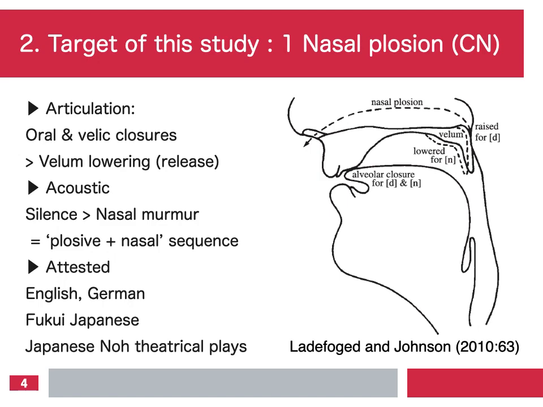So the first target of the study is nasal plosion. As described in Ladefoged and Johnson, oral closure is maintained while the velum goes from close to open, and the acoustic is silence followed by nasal murmur. So this is a case of plosive plus nasal sequence. This has been attested for English and German, but also for Fukui Japanese and Japanese non-theatrical plays.